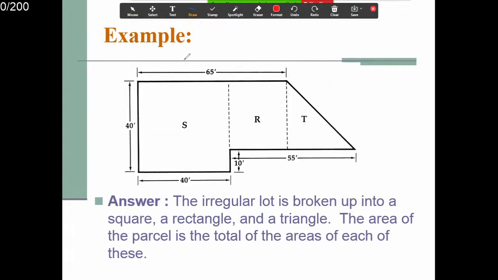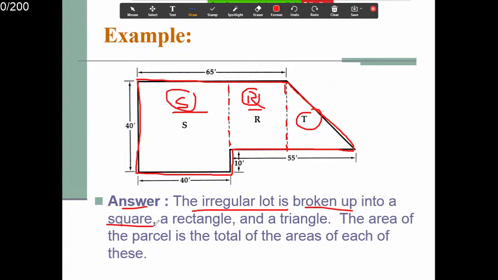Okay, so we have an example here, okay? This weird shape, right? So they suggest we divide this up into a square, a rectangle, and then a triangle, right? A square, rectangle, and triangle. So the answer, right, the irregular lot is broken up into a square, a rectangle, and a triangle. The area of the parcel is the total of the areas of each of these.